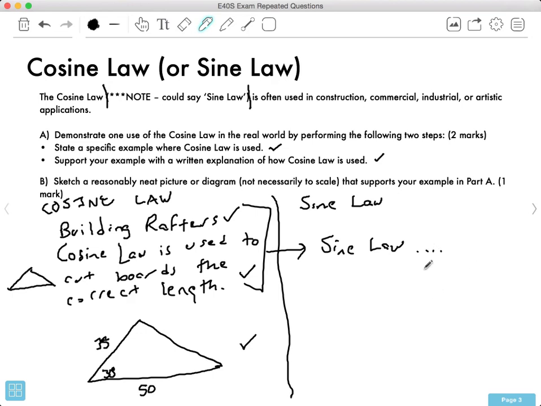I won't put you through watching me write it all down again. And then for the diagram, you would still draw a triangle. It doesn't have to be pretty, just like mine. But now if they said sine law, you have to put in labels that would make this a sine law question.